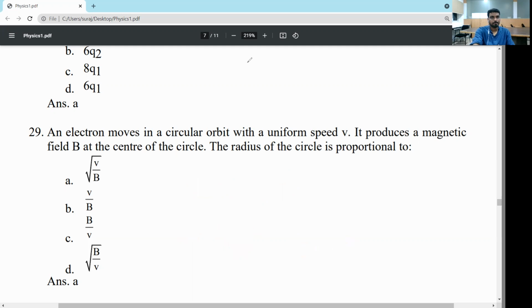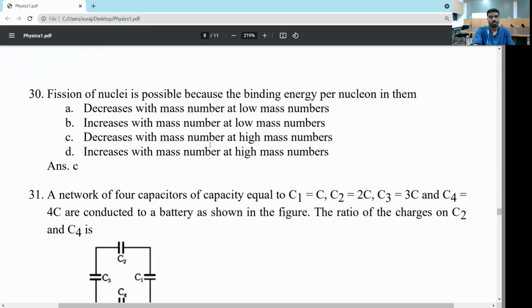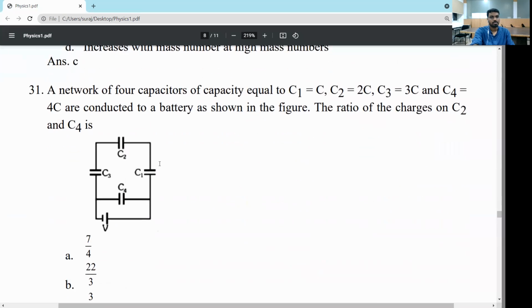Question number 30. Fusion of nuclei is possible because the binding energy per nucleon in them decreases with mass number at low mass numbers. No. Increases with mass number at low mass numbers. Decreases with mass number at high mass. Yes, at high mass number due to fusion, it will decrease. Okay, binding energy will decrease. So option C.